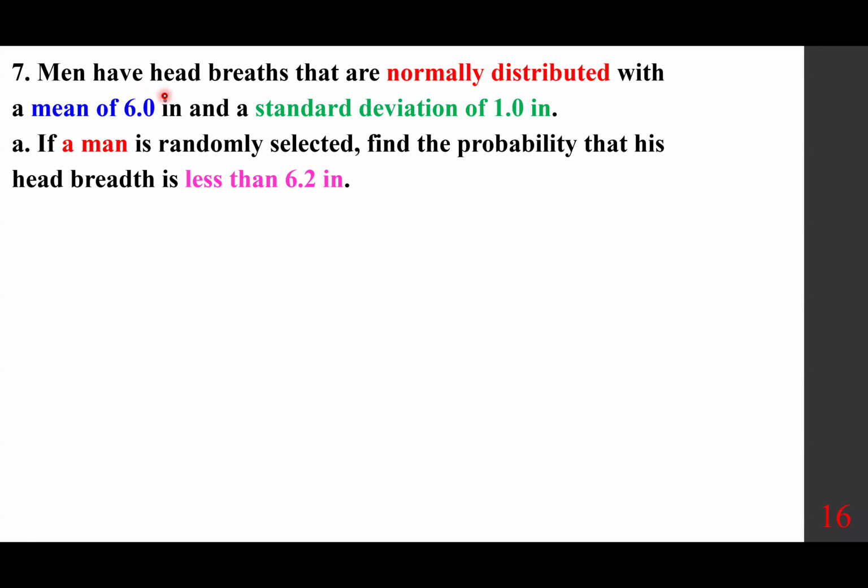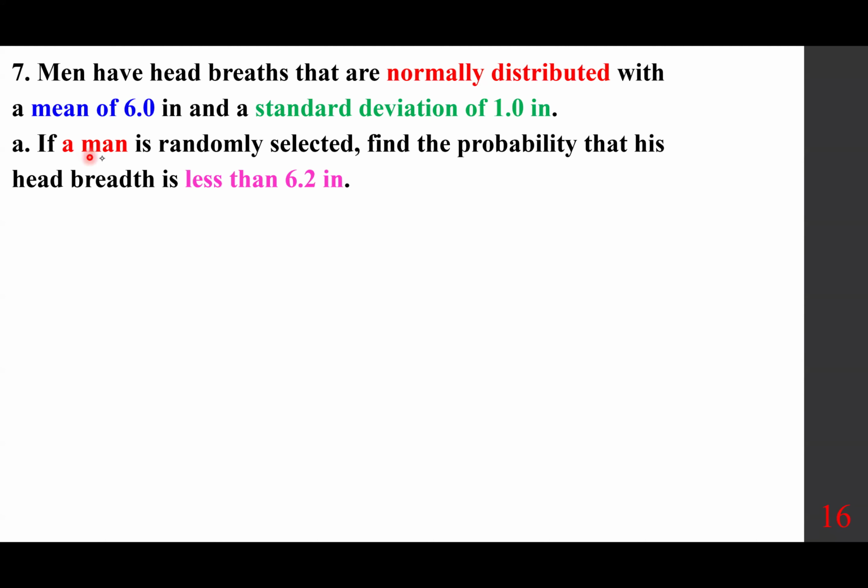Men have head breadths that are normally distributed with a mean of 6.0 and a standard deviation of 1.0 inches. If a man is randomly selected, find the probability that his head breadth is less than 6.2. So first of all, you want to write the given. It's ND, normal distribution, with the given information. Mu is 6. Sigma is 1 because it pertains to the entire population. It doesn't mention a specific sample size.